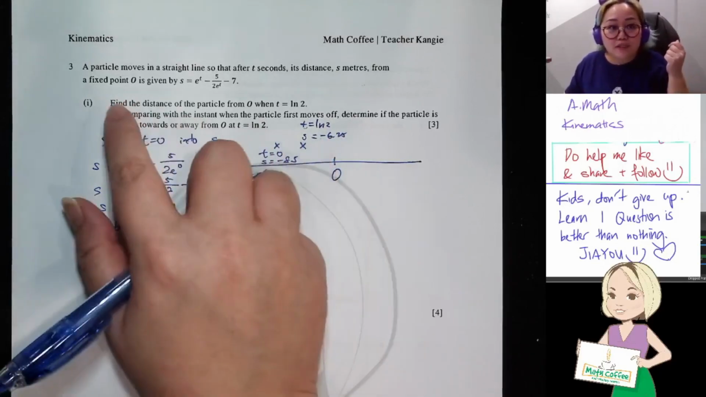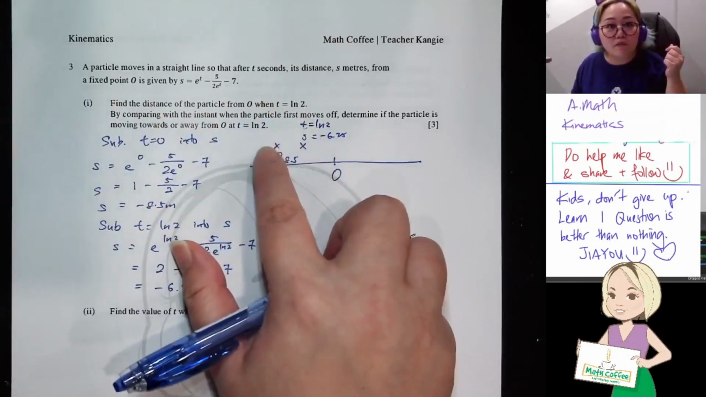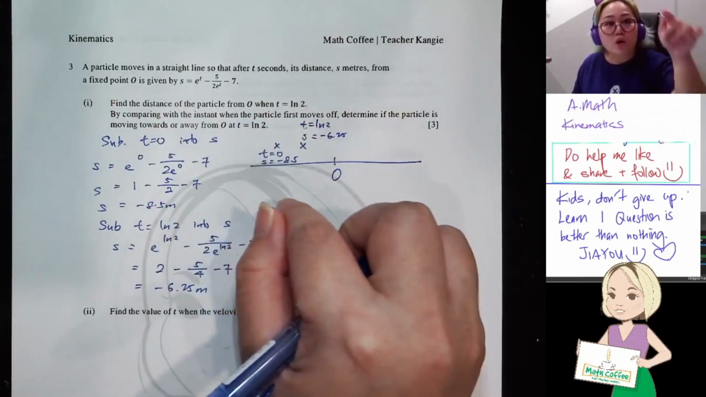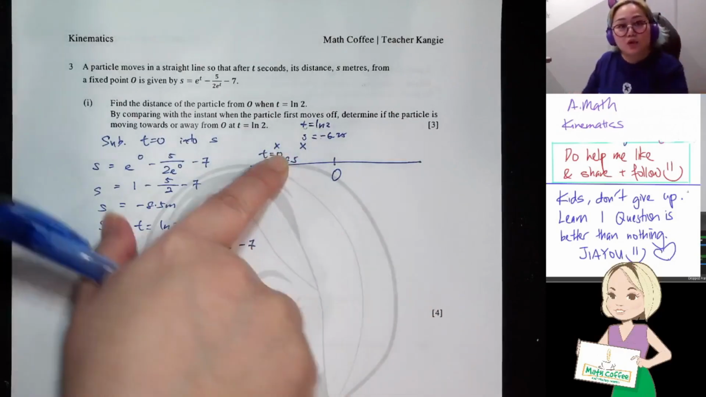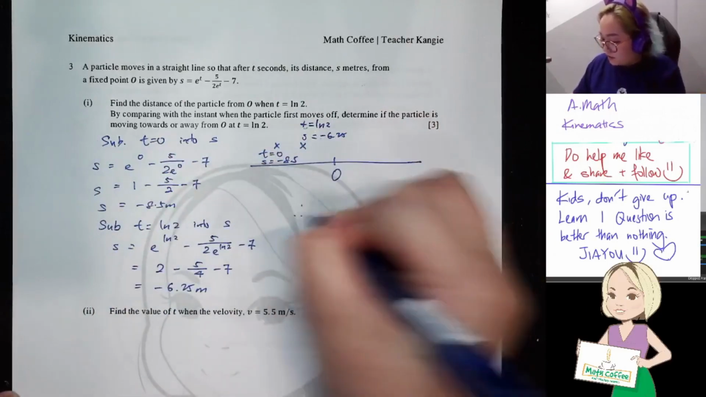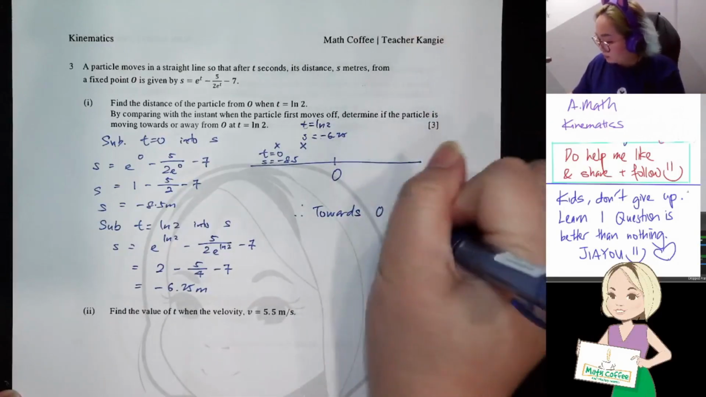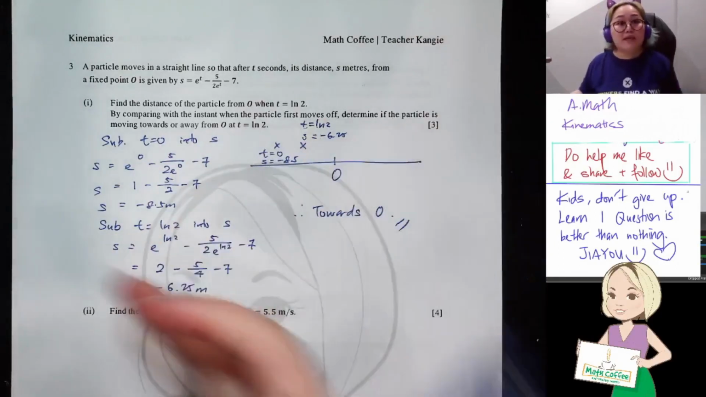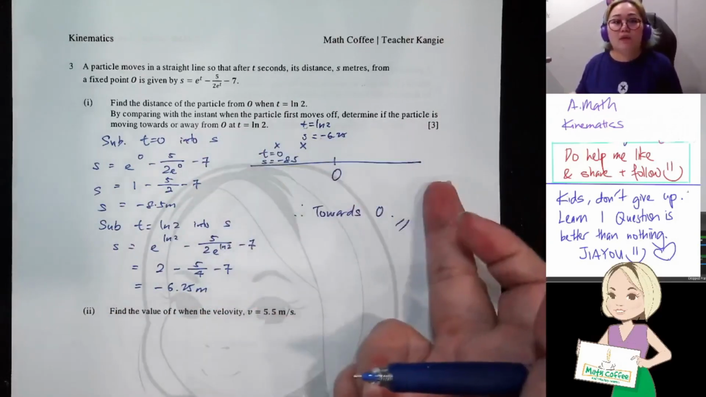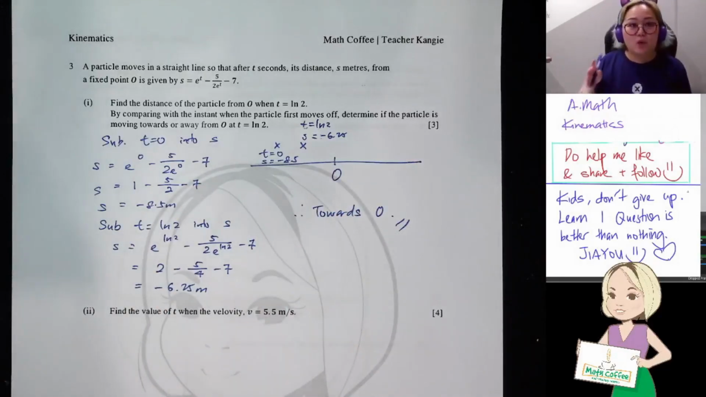You understand? So you see this question, they say, by comparing with the instant when the particle first moved off, determine if the particle is moving towards O or away from O. So you can see that it's actually going towards O. So the answer is, therefore, towards O. Can everyone understand this part? That is why I always ask my students to always draw out the diagram. You need to know where you are, or in other words, where the particle is.